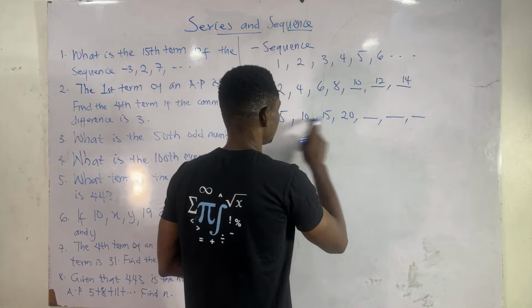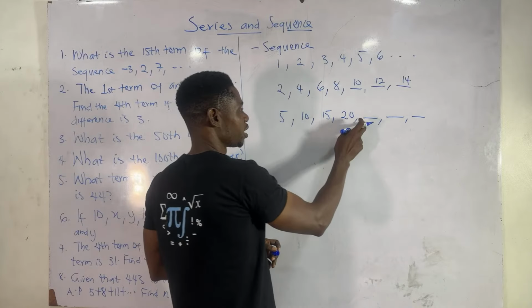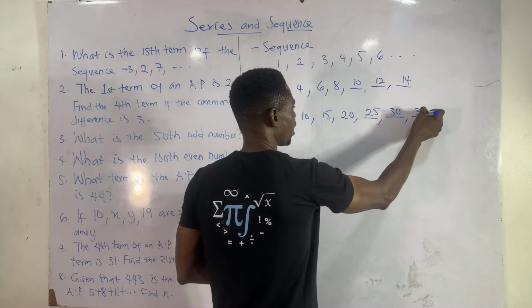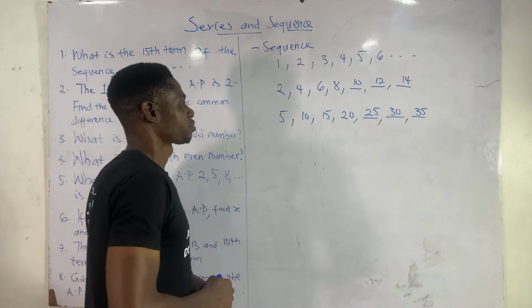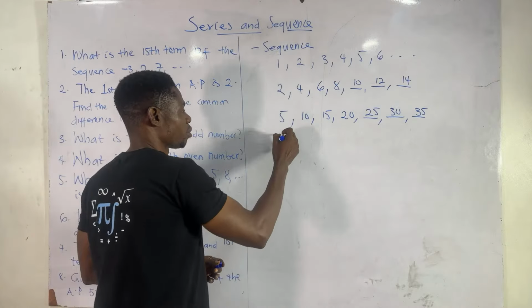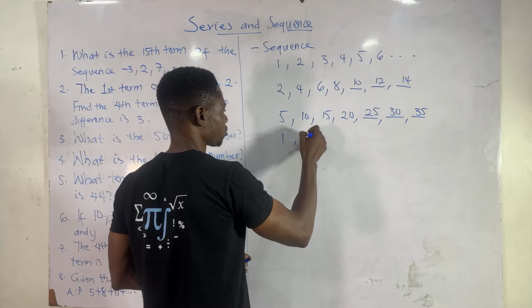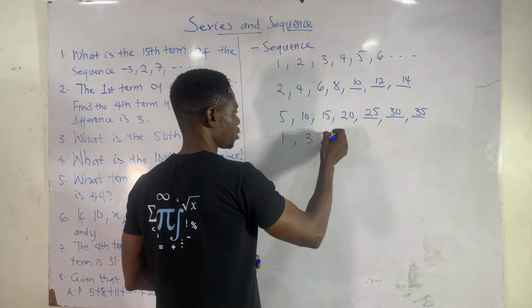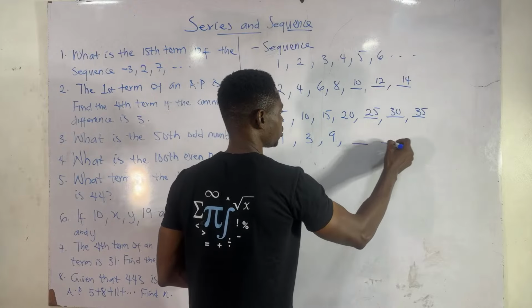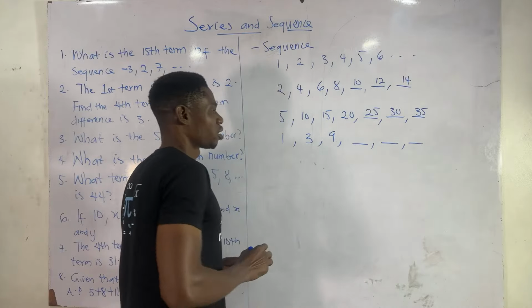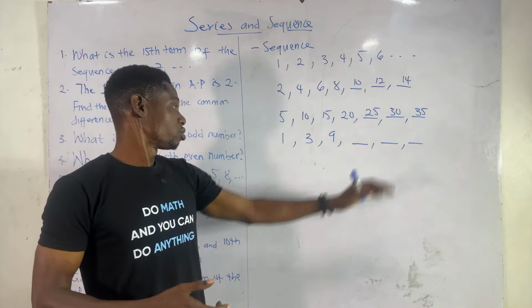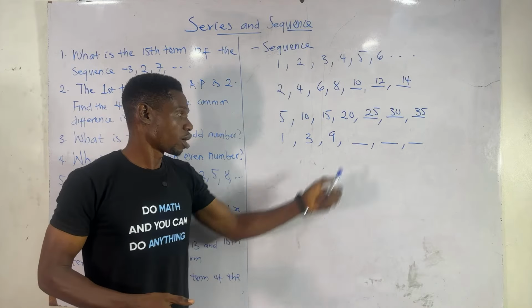Okay. So now what are the answers to this, and this? This should be 5, 10, 15, 20, 25, 30, and 35. Now let's do one more sequence. What about 1, 3, 9? Can you give me the three numbers that follow to give us this complete sequence?